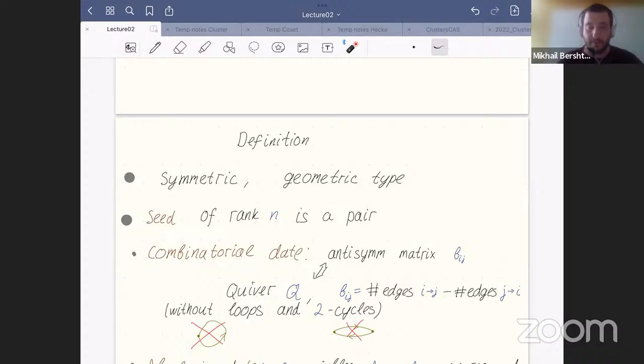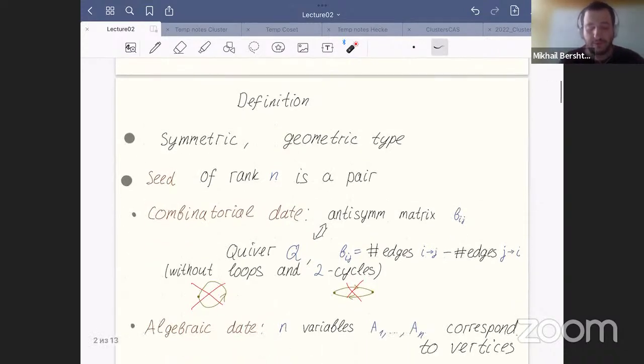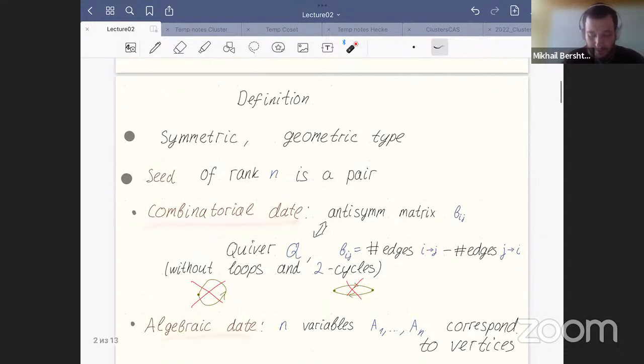So the definition which I'm going to give and use during the course will not be the most generic one. So at least two such restrictions, and actually more. The key definition in this theory is the definition of the seed. Actually two key definitions: one is the seed, and another is mutation of the seed. And a seed is data which consists of a pair. It is certain combinatorial data and algebraic data.